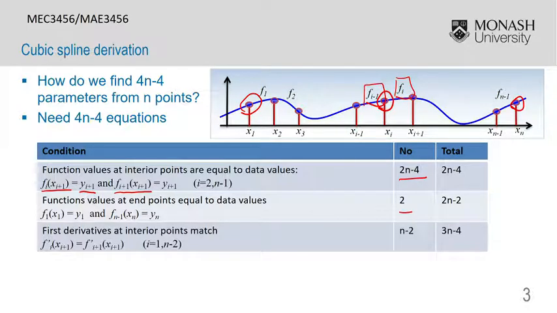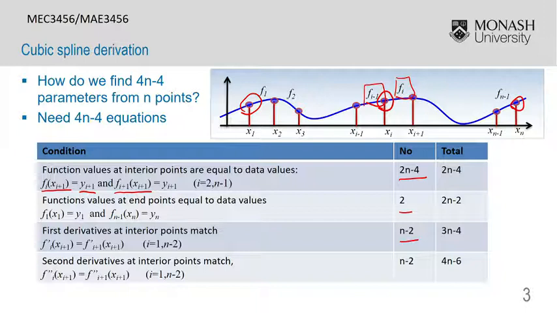We also want the first derivative from a left-hand spline to match the first derivative from the right-hand spline. So what that means is that the first derivative of the ith spline at xi plus 1 has got to be equal to the first derivative of the i plus 1th spline at xi plus 1. And we want this to be true at the interior points. That again gives us an additional n minus 2 conditions. So we now have 3n minus 4 conditions, which are going to allow us to find these 4n minus 4 parameters. But we're still not done.